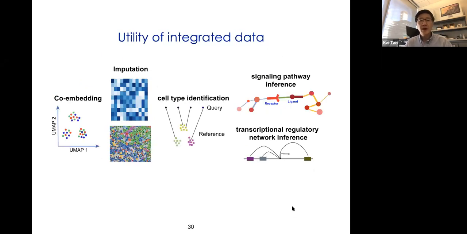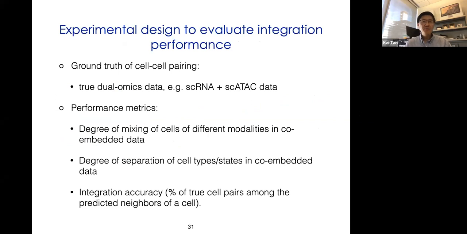With these learned functions, we can then finally do a co-embedding of the different data modalities. And with this co-embedded data, we can do a number of other downstream analyses, such as imputing both the single-cell omics data and the imaging data, and other tasks, for instance, signal transduction pathway inference. Okay, so how do we evaluate the integration accuracy? As I mentioned, this is an open question. So here's what we came up with.